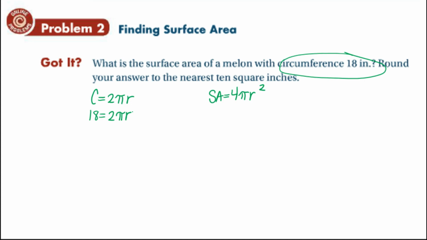And only because calculators work differently, it's just easier to work this out in parts. Some of you could just divide by 2 pi. Others of you would have to put the 2 pi in parentheses. So just to make it a little simpler, I'm going to break it down into parts. So 9 equals pi times radius. So if I divide both sides by pi, so 9 divided by pi, and I'm going to round that to about 2.86 inches.